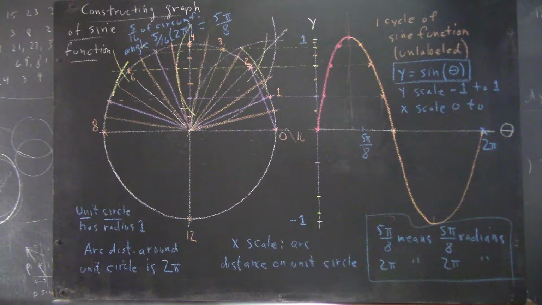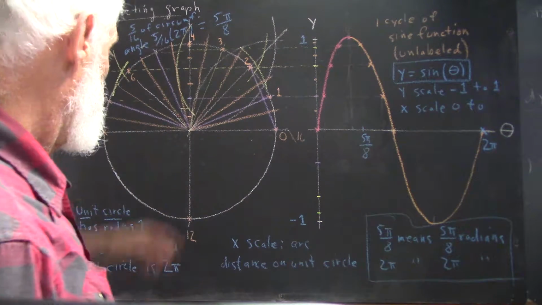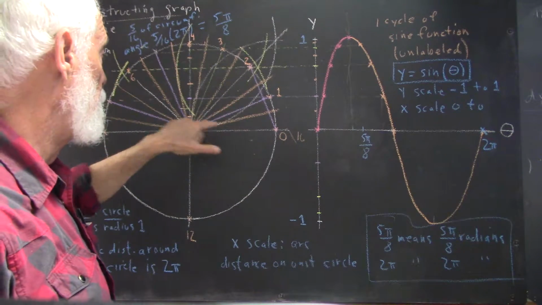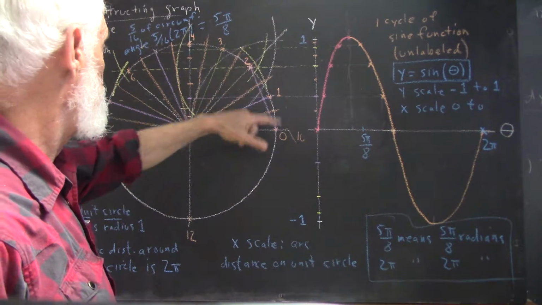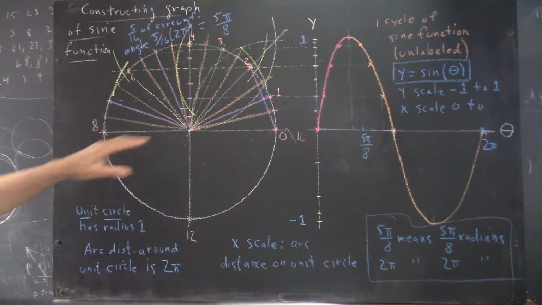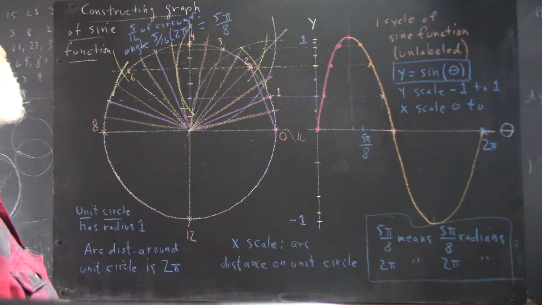Now I could continue subdividing my angles. Here I've got an angle that subdivides the angle between 0 and 1, another between 0 and 2, and so forth. And I've filled in all these angles all the way around here.